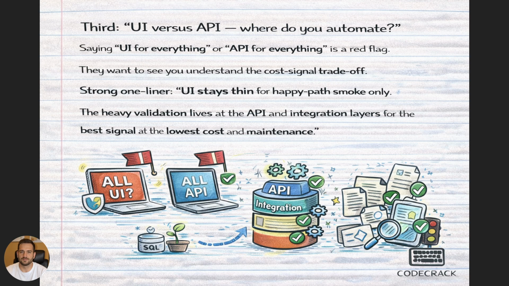Third, UI versus API. Where do you automate? Saying UI for everything or API for everything is a red flag. They want to see you understand the cost-signal trade-off. Strong one-liner: UI stays thin for happy path smoke only. The heavy validation lives at the API and integration layers for the best signal at the lowest cost and maintenance. Contracts and units catch rules even earlier.